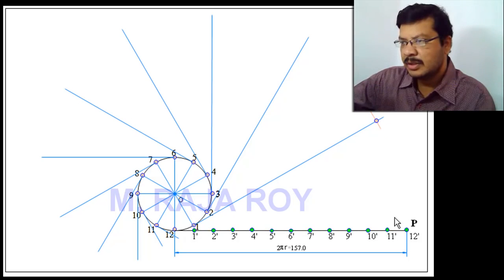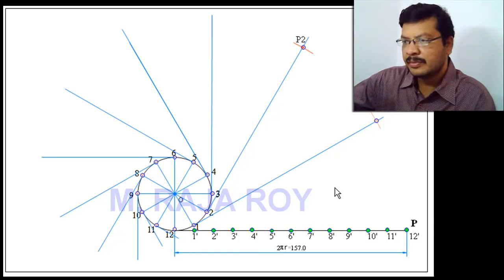Next, take P to 2 dash as radius and this point 2 as center. Draw an arc onto this tangent, something like this. This is the radius. This point I am calling as P2. Now observe this distance P2, this 2 dash as radius, this 2 as center. I have drawn the arc. This is point P2. This is the second point on the involute. You have to repeat the same procedure for all the 11 points.